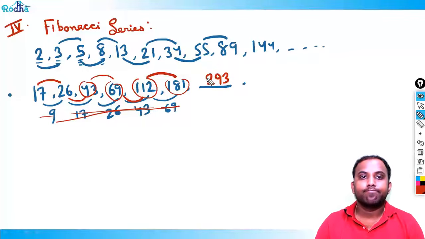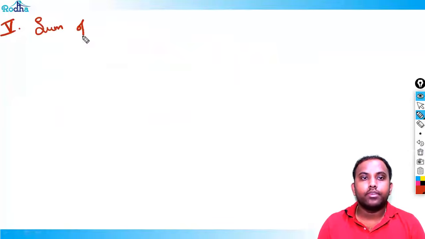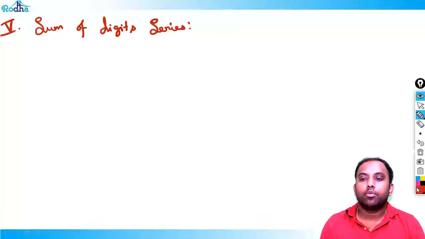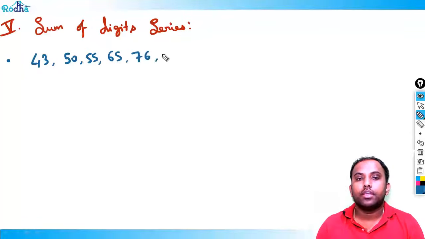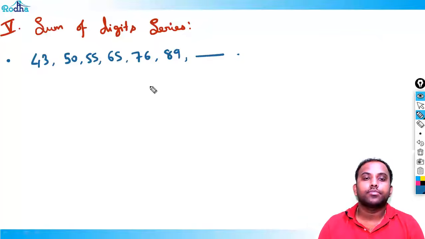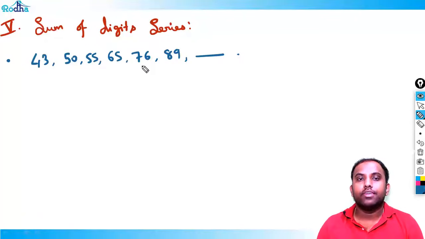Fibonacci series. Okay, clear? Now, the fifth one will be the sum of digits series, right? Sum of digits series. Suppose now the question is 43, 50, then 55, then 65, then 76, then 89, then blank. So you can see the series is based on the sum of the digits, right?